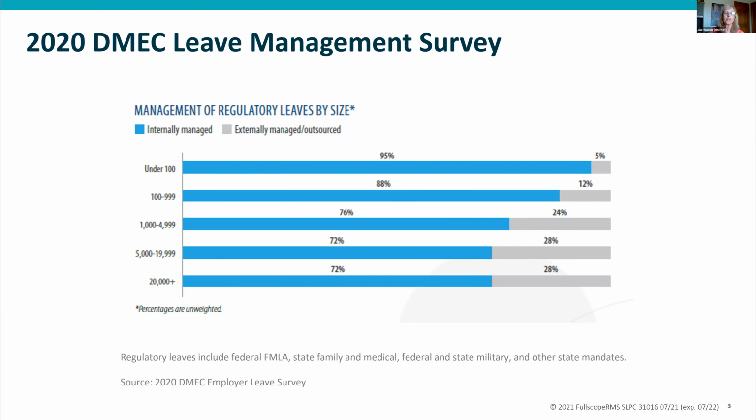So in 2020, when they asked the question about how employers were managing regulatory leaves, and that includes federal FMLA, state medical and family leaves, as well as state and federal military and other state mandated leaves, you can see by the survey that for smaller employers, those with under 100 employees, fewer employers were outsourcing or looking for an external management of that regulatory leaves. They were doing them mostly in-house. However, as the size of the employer increases and those management tasks in the absence space become more complex, they're looking for more outsourced, externally managed solutions, which again is the opportunity that we're talking about for all of us in the industry today.